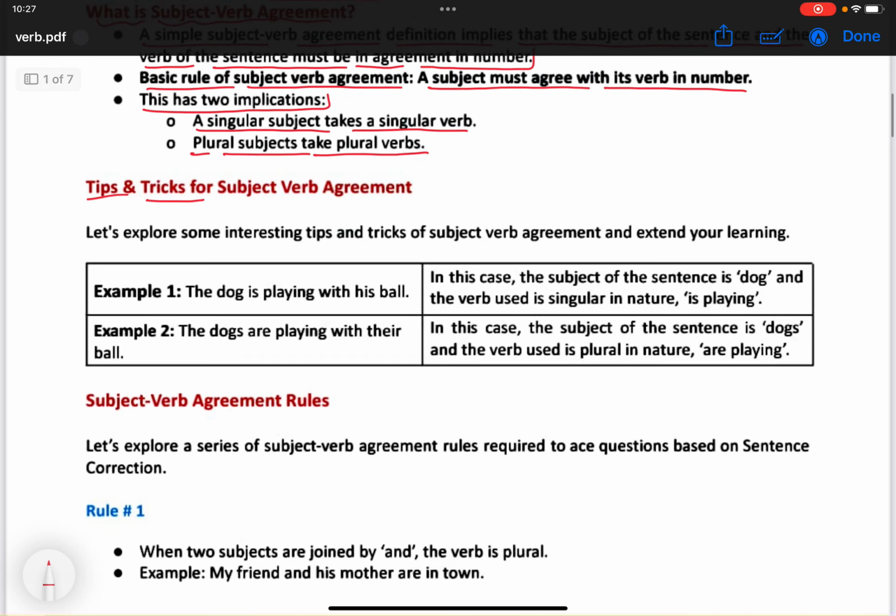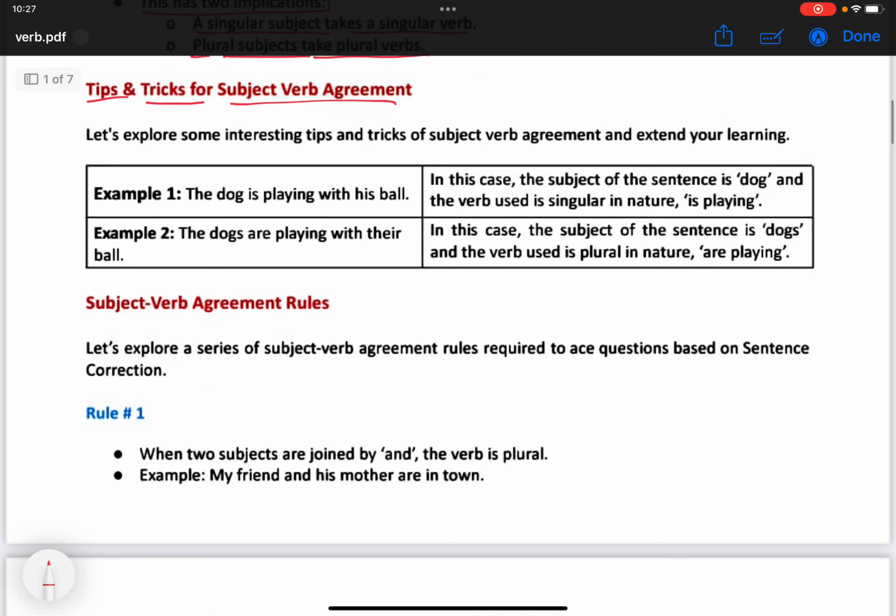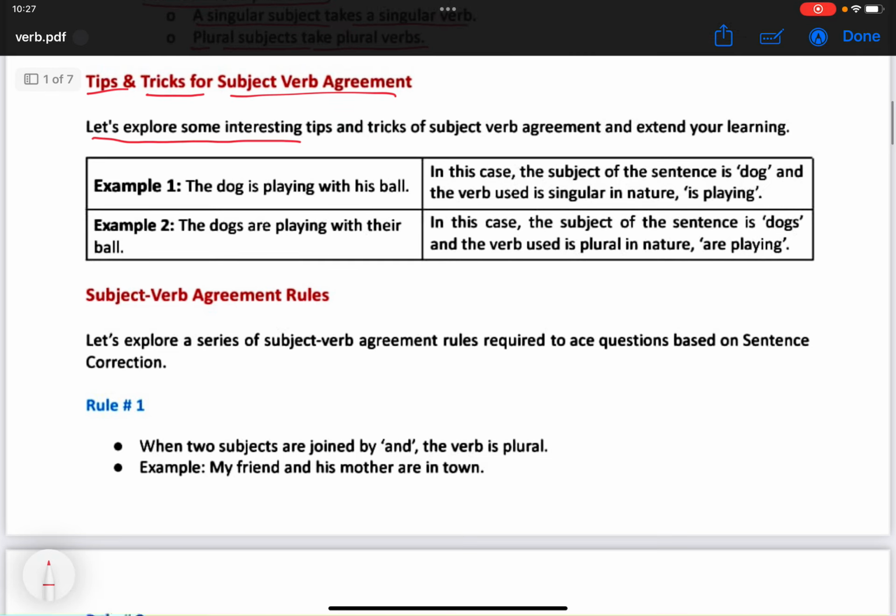Tips and tricks for subject-verb agreement. Let's explore some interesting tips and tricks of subject-verb agreement and extend your learning.